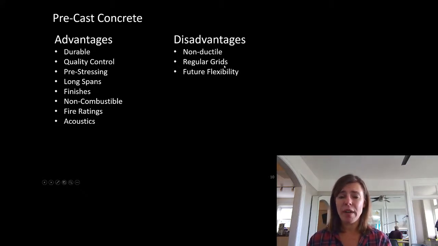It really only works on regular grids. The cost effectiveness of it means you're buying 100 of the same thing, which means you're building a relatively regular building. That's what makes it cost effective. And same as concrete, future flexibility is really hard.